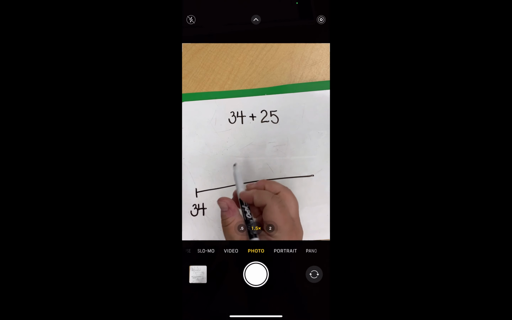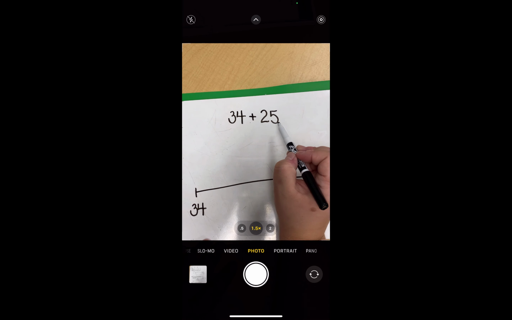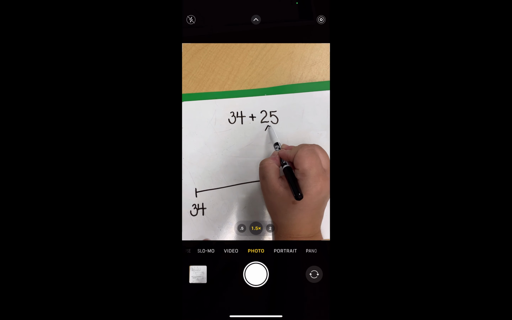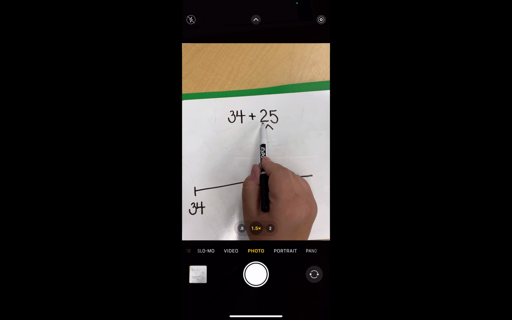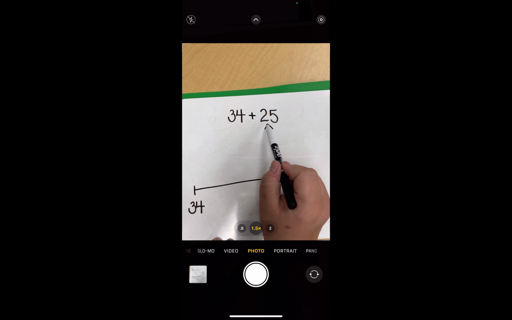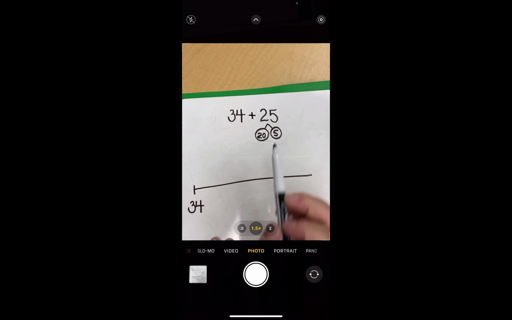So all I did was copy that from here to here. Now I'm going to look at this second number and I want to break it apart. I want two numbers that add together to give me 25. The easiest way to do this is just to say how many 10s you have plus how many 1s you have. So if I had two 10s, that would give me 20. And I have 5 1s. So 20 plus 5 is 25.